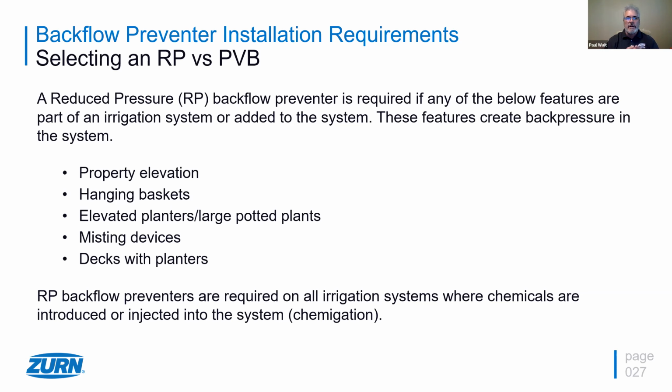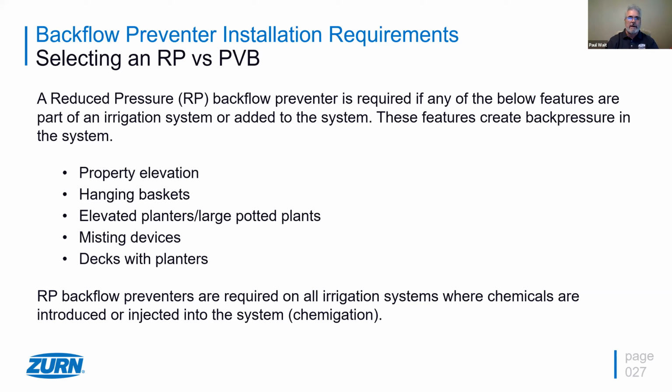And let's just note here that in any situation, in all the codes that I've ever seen across the US, if you're using an automated chemical injection system, so what they call chemigation, an RP is always required. So you always have to select an RP when you have any chemical injection system, whether it's a passive injection system or an active injection system with a pump.